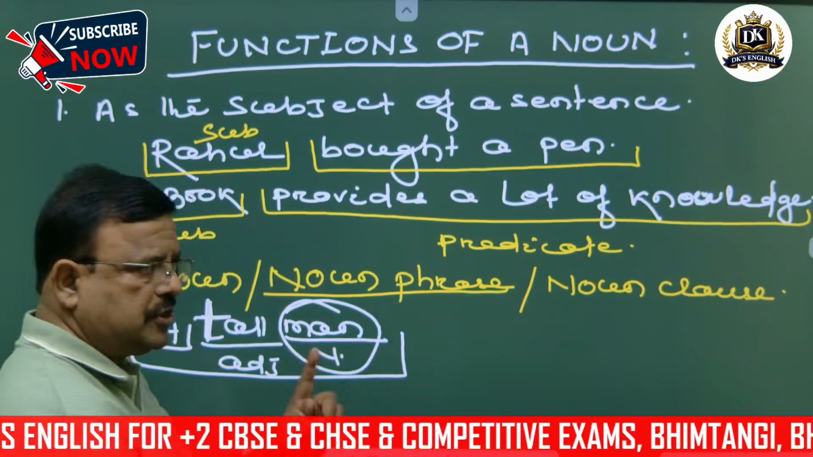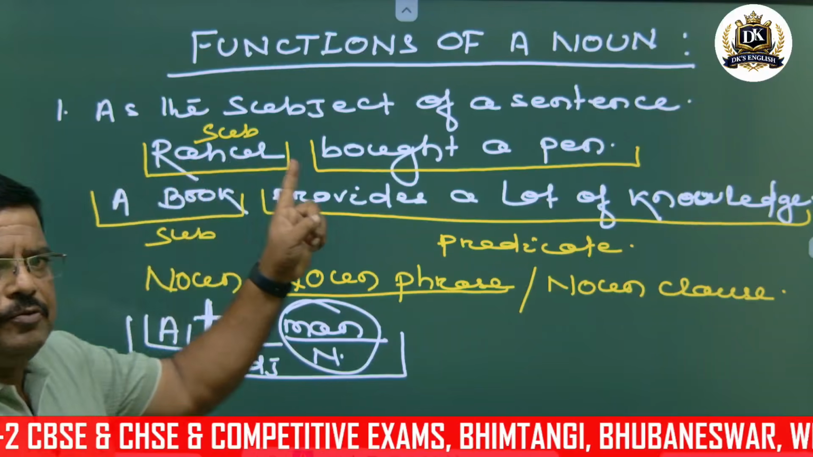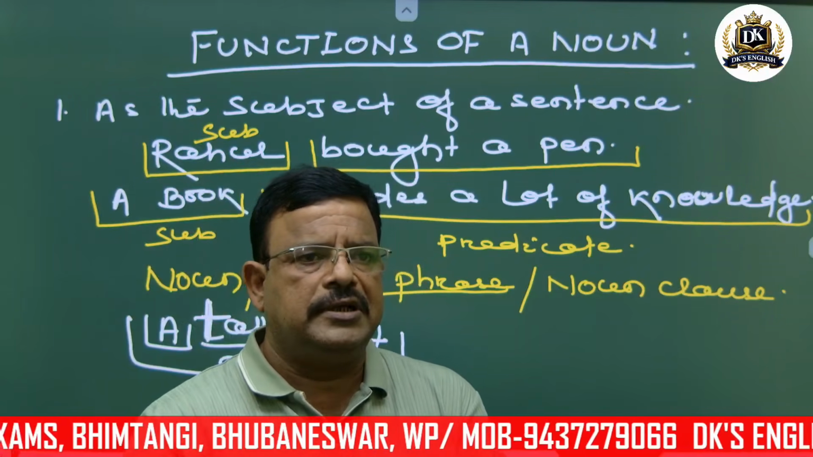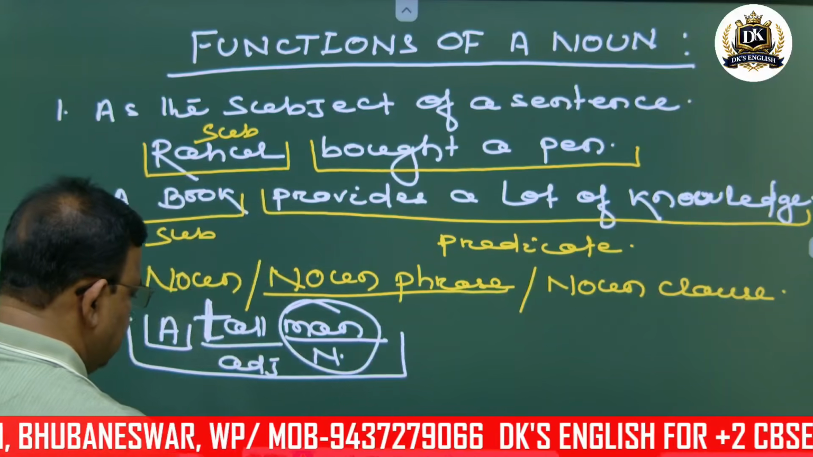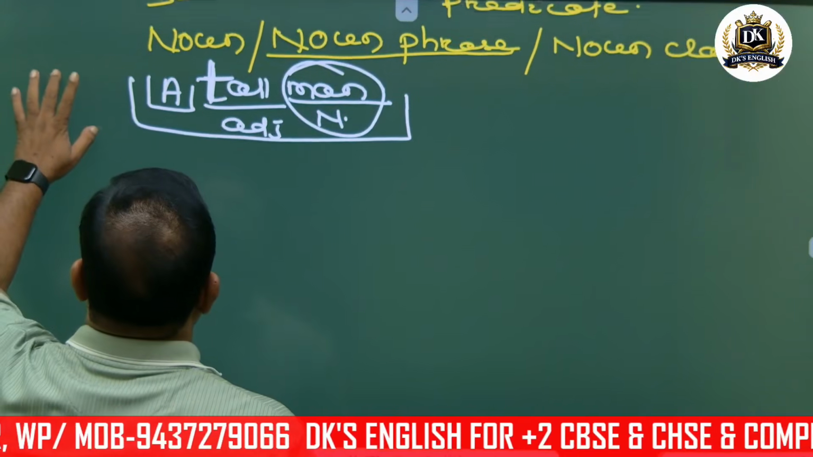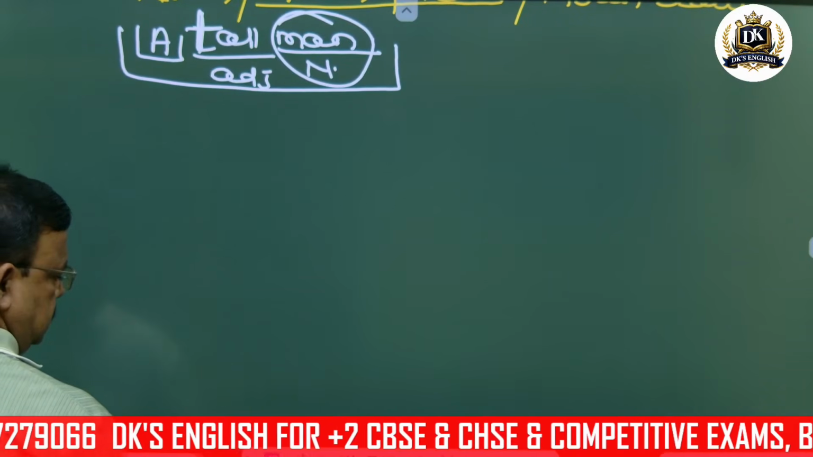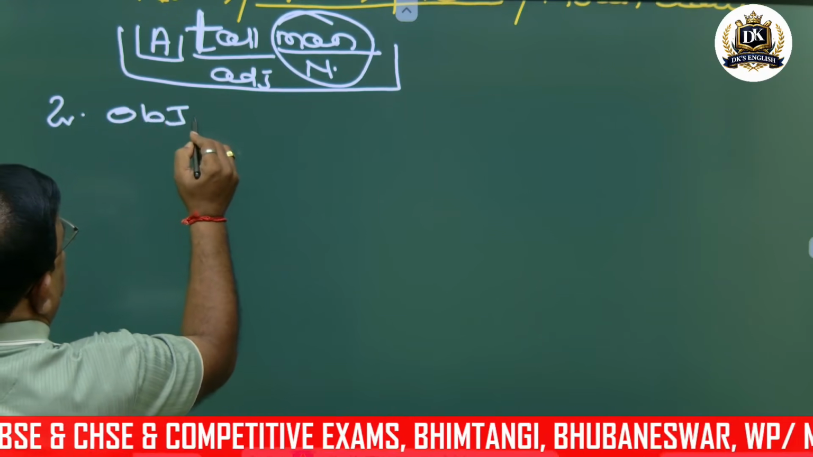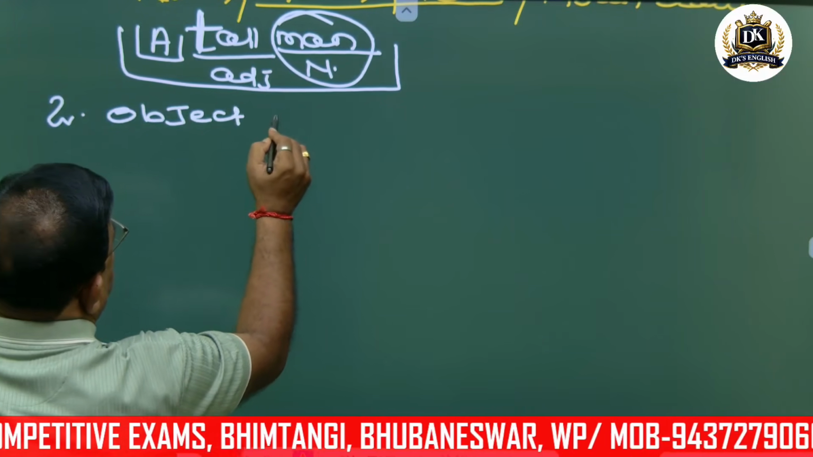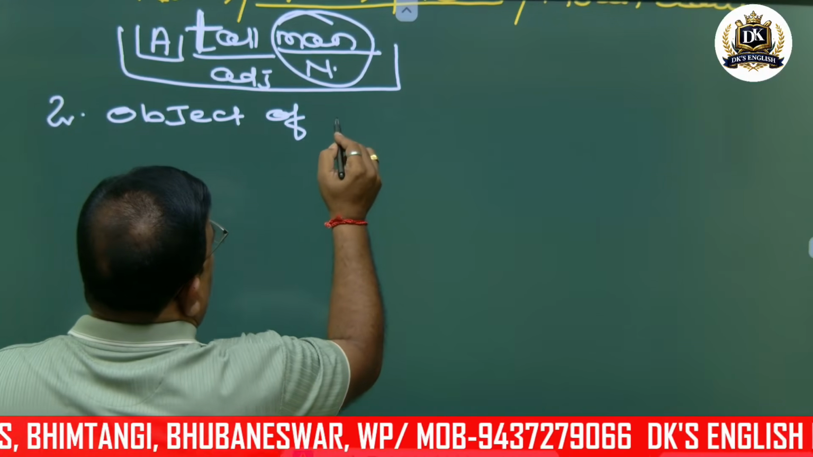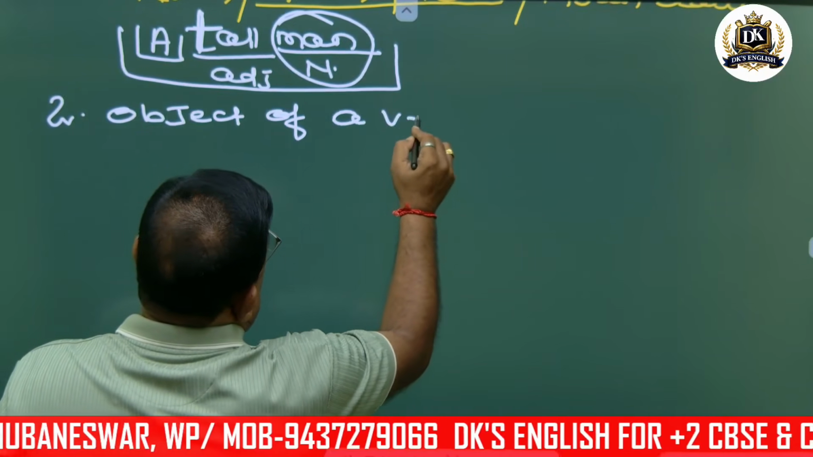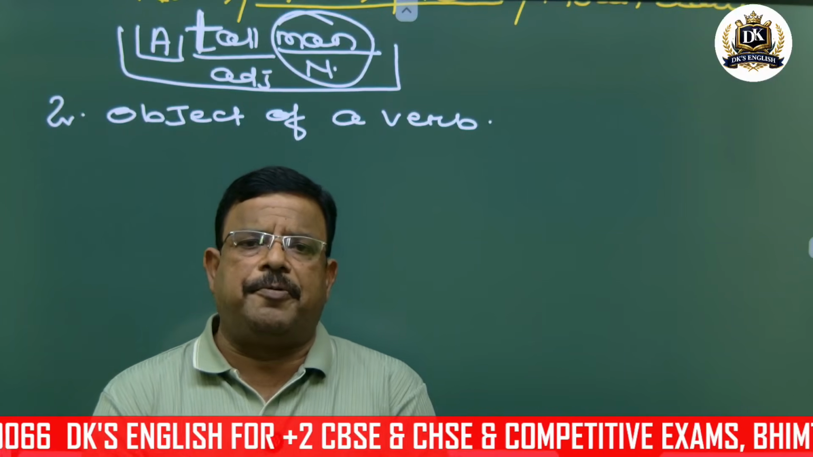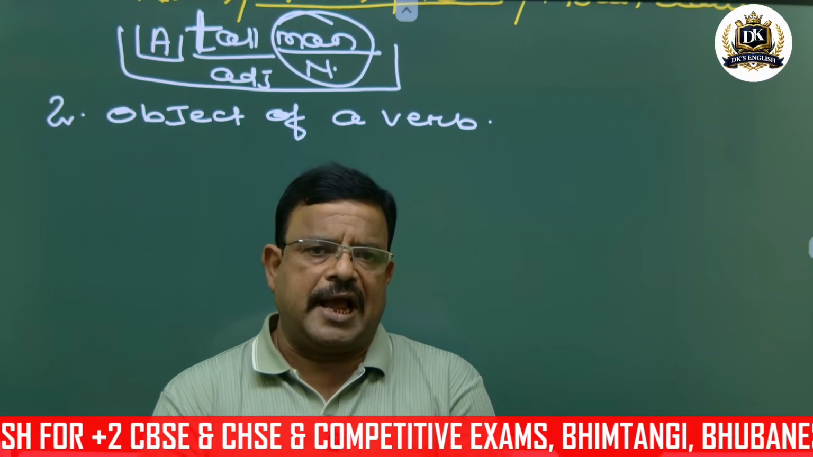So one thing first to know: a noun is first used as the subject of a sentence, number 1. Then, number 2, object of a verb. It can function as the object of a verb. That verb should be an action verb.